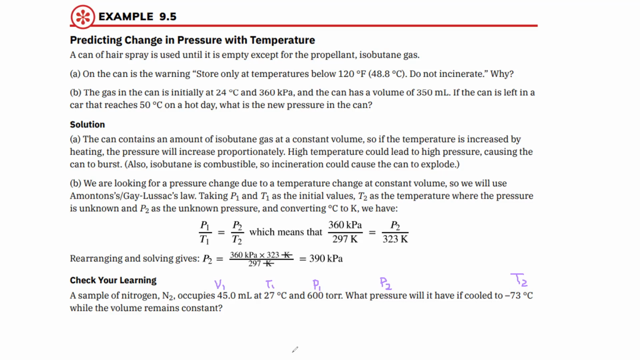So ultimately, as long as I can do this in my head properly, we should wind up with about 400 atmospheres, or 400 torr, excuse me. 400 atmospheres would be much, much greater.